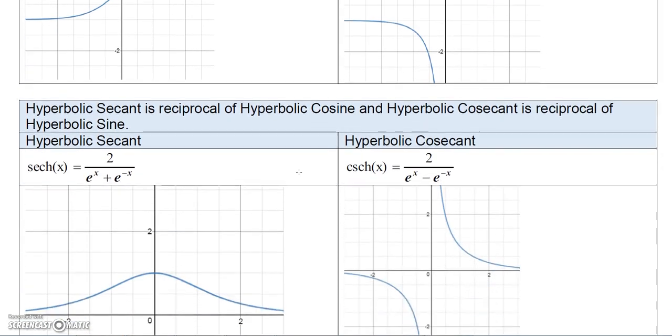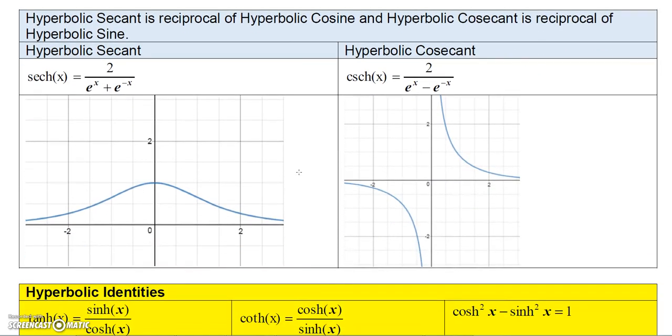So remember how to represent these using the e to the x and e to the minus x. Well, hyperbolic secant is just the reciprocal of hyperbolic cosine. So if you flip the hyperbolic cosine over, you get 2 over e to the x plus e to the minus x, and that's the hyperbolic secant, and here's the graph of that. And then if you flip the hyperbolic sine over, you get the hyperbolic cosecant, which would give you 2 over e to the x minus e to the minus x, and there's the graph of that one.